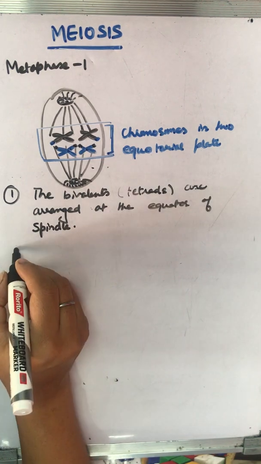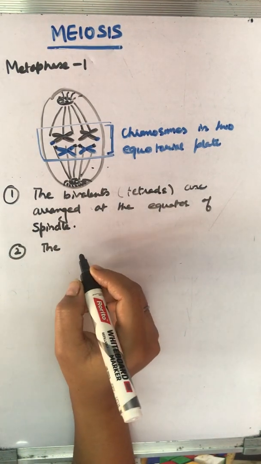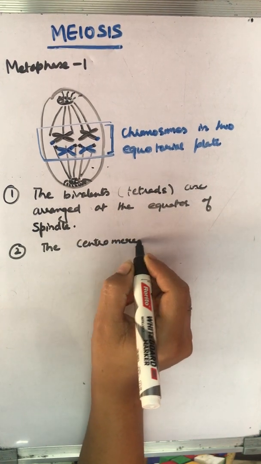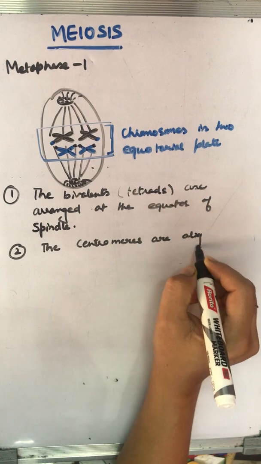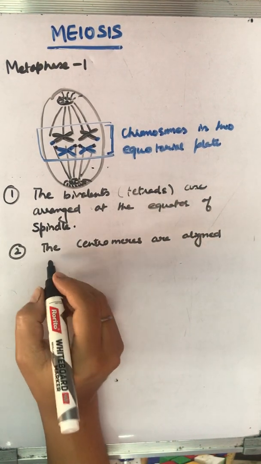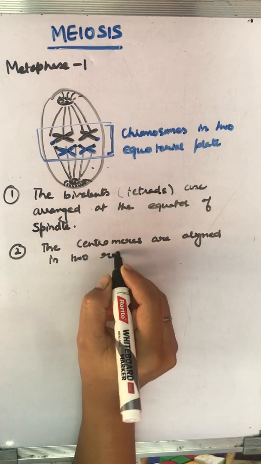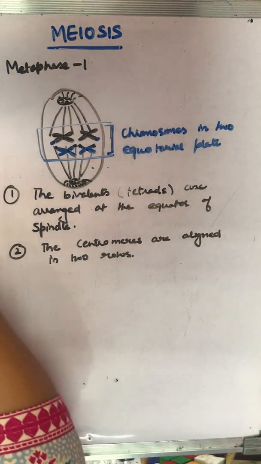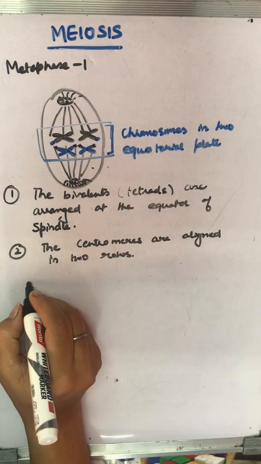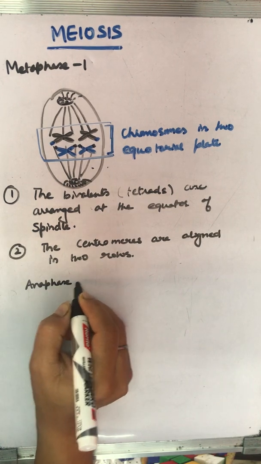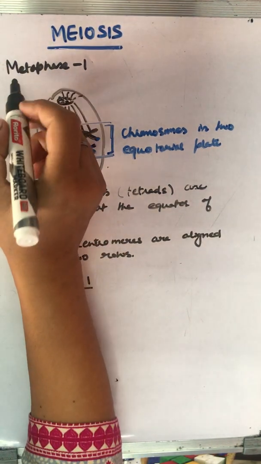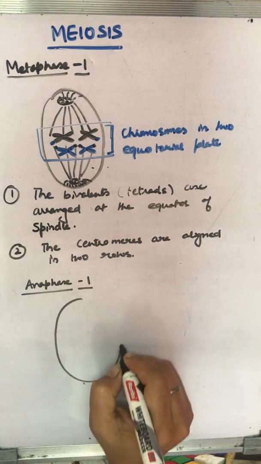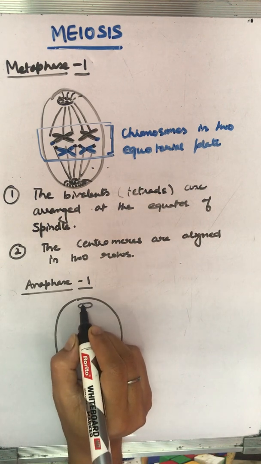Alright. And number 2, the centromeres are aligned in 2 rows. Clear? Moving to the second one, Anaphase stage. In this Anaphase stage, the chromosomes will start receding towards the ends.